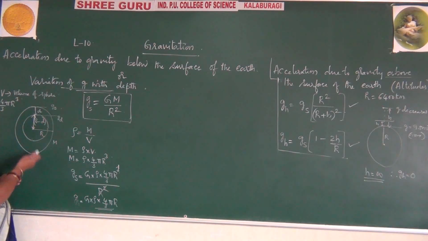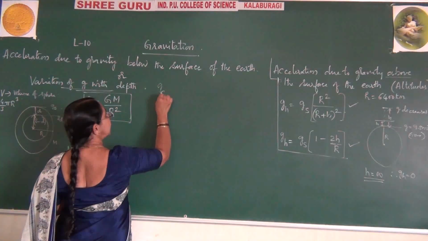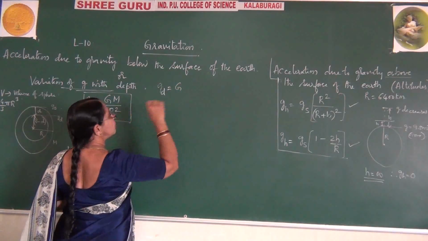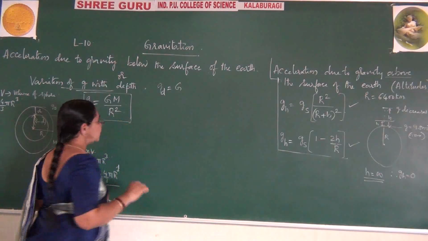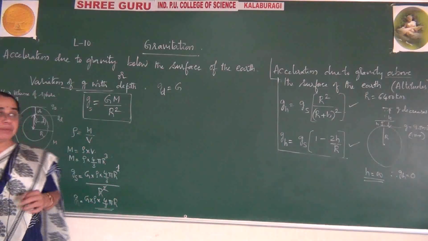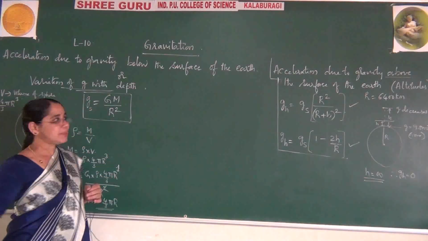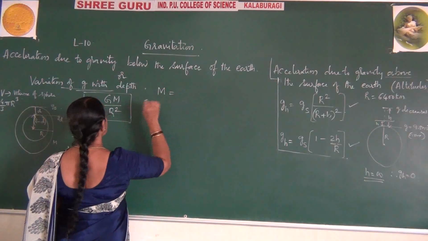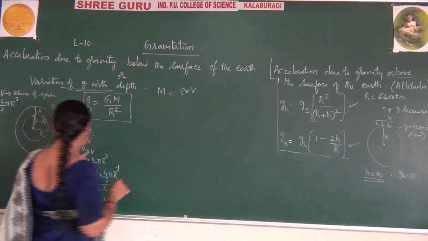Now let me calculate this similarly for g_d, at depth. For this I should take the condition where g_d is equal to G into m, and the distance for this I should write. So first let me calculate the mass at the depth. The mass m is equal to rho into v. You have the formula directly.